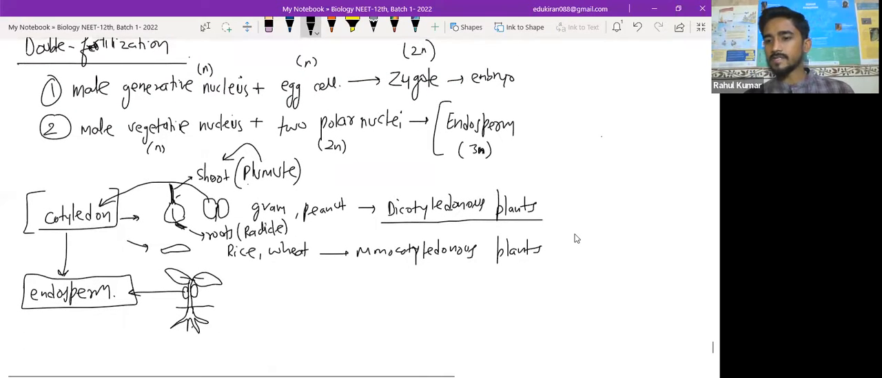Now, what is endosperm? I also explained endosperm. Mazia, what is endosperm? Cotyledon, endosperm. We did that, right? Mazia, am I audible to you? Can you speak?